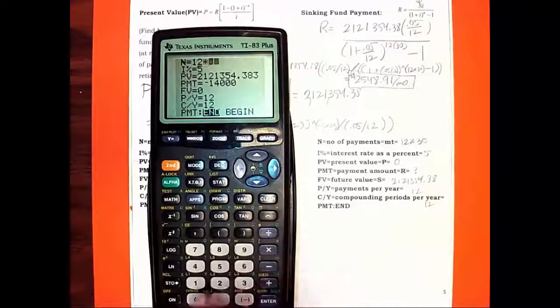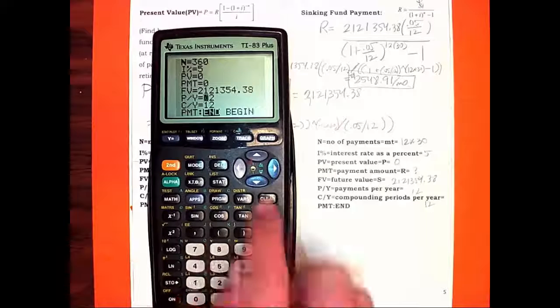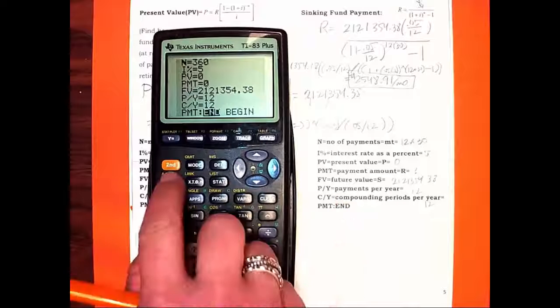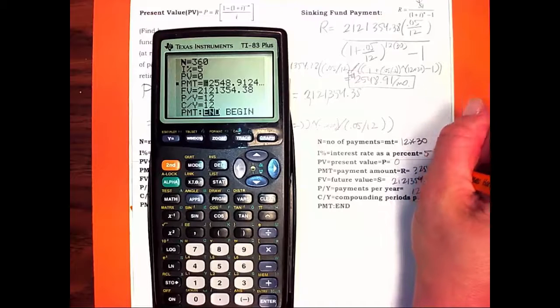So we got 12 times 30, 5. Present value is 0. We don't know the payment. The future value needs to be how much is in the account. And we go up to payment. Alpha enter. And that's where we see the 2548.91.